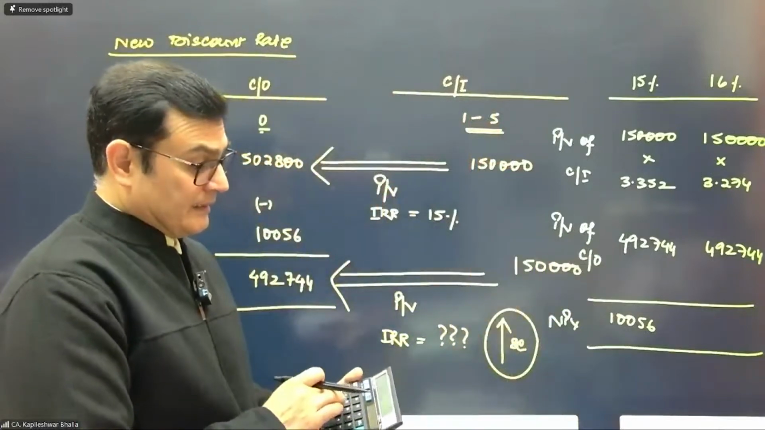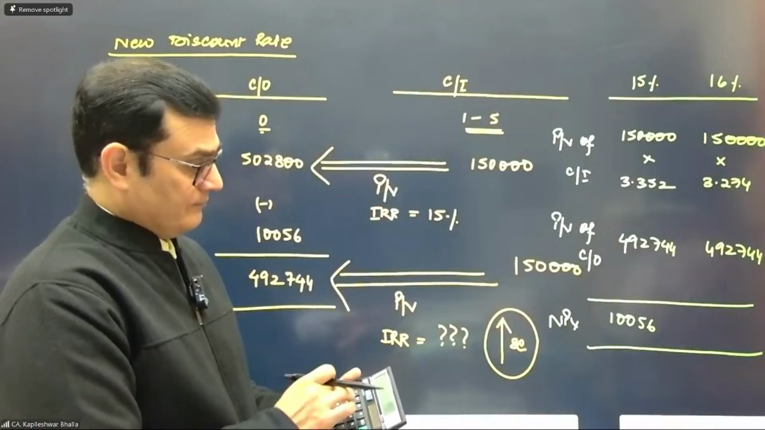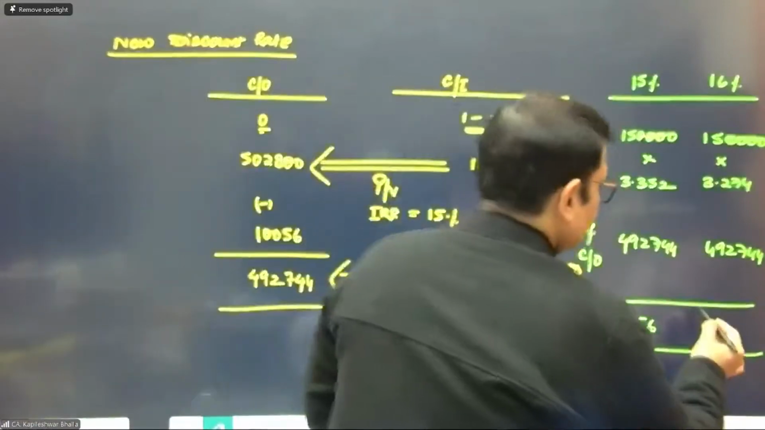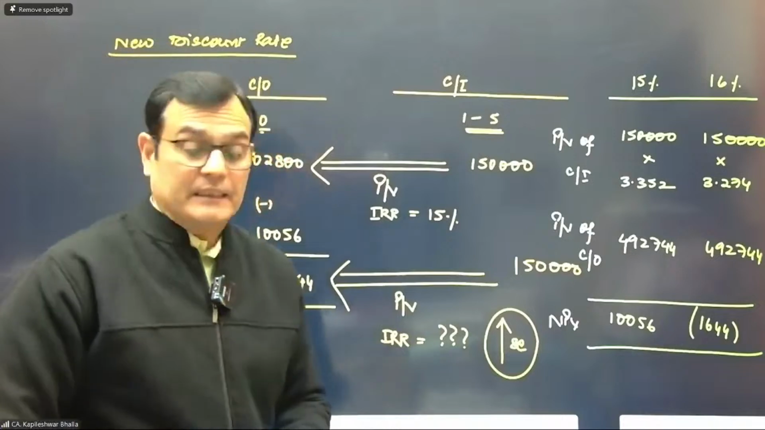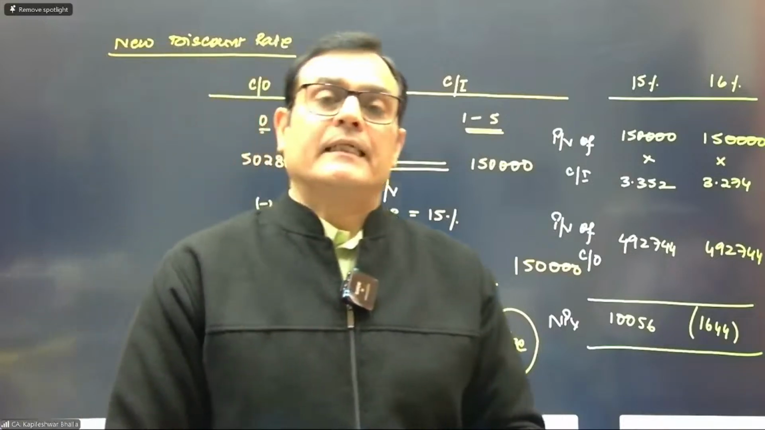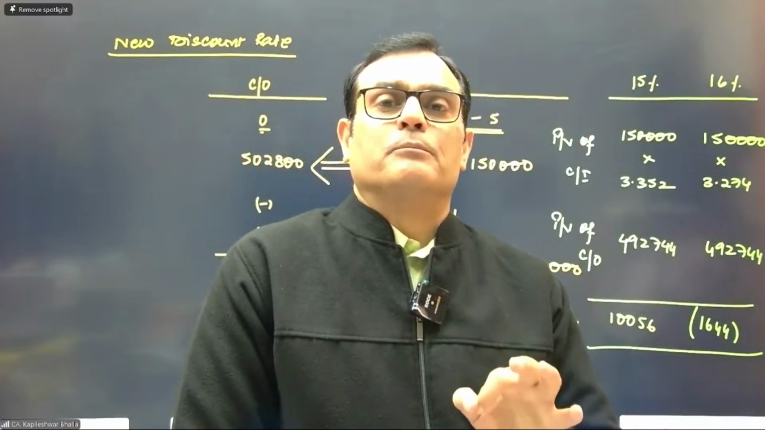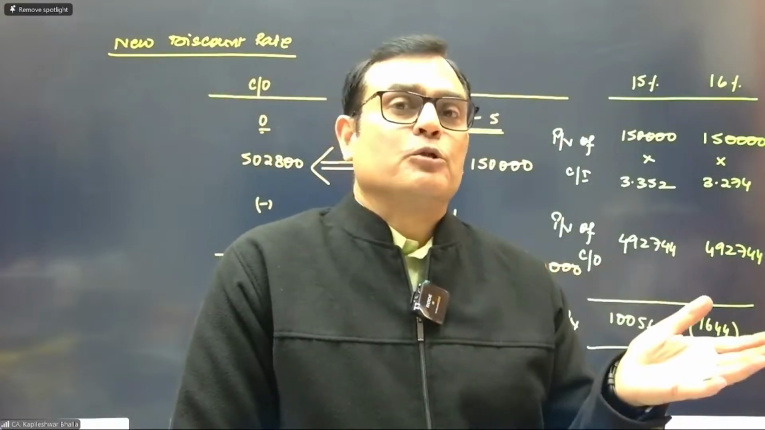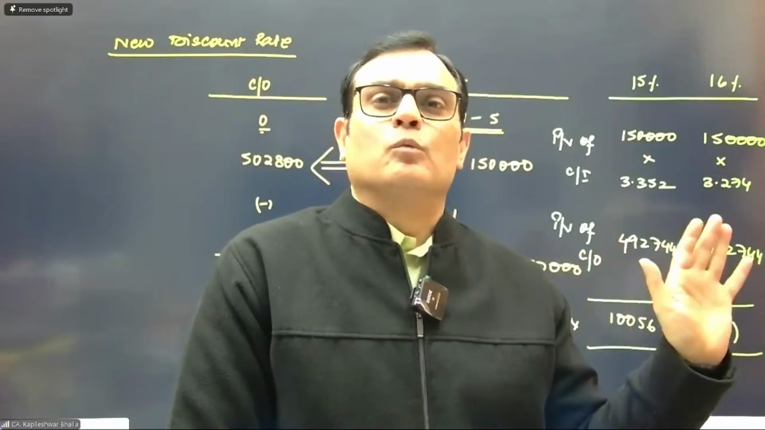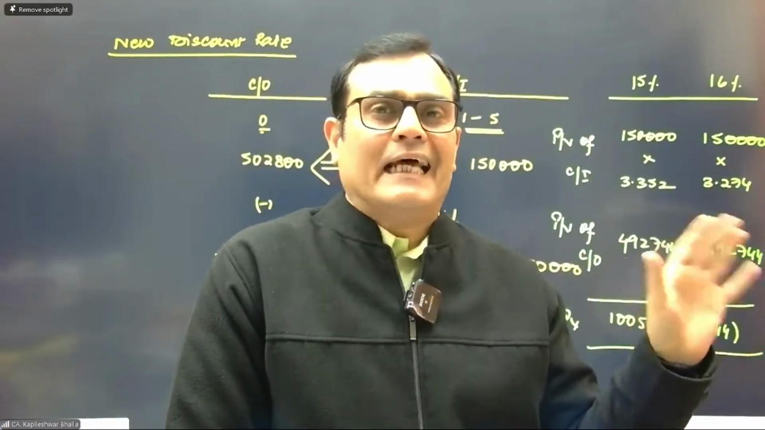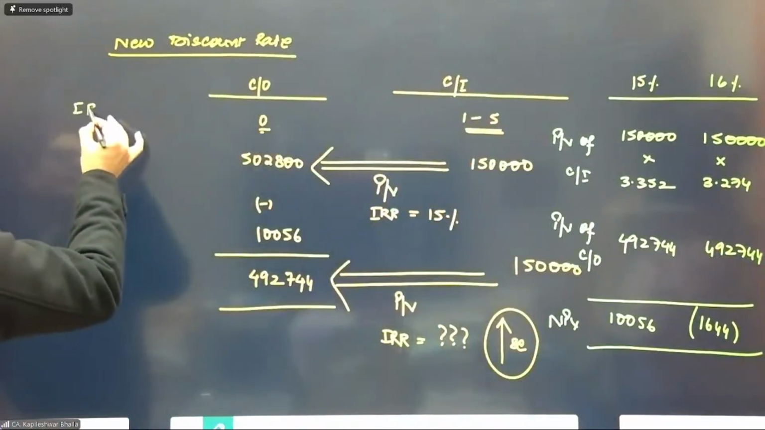Let's see now at 16%. It's minus 1,644. That's right, 1,644 negative. So one thing is very clear: if NPV at 15% is positive and NPV at 16% is negative, the IRR definitely falls in between the two. So we just need to do the interpolation, what you do in financial management, and get my internal rate of return.